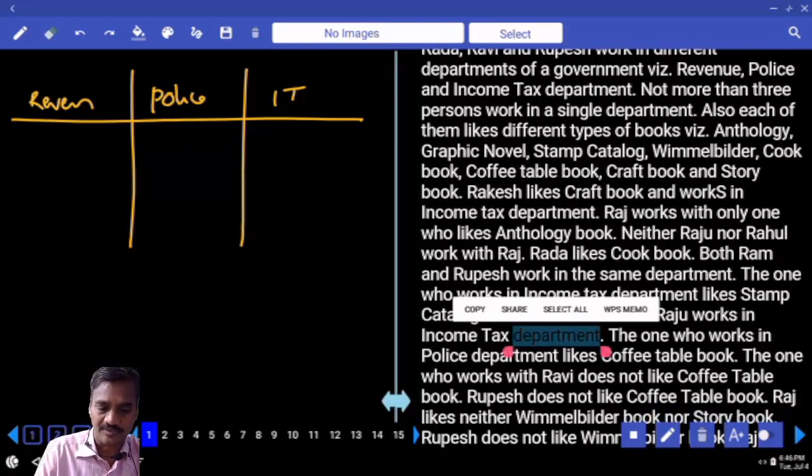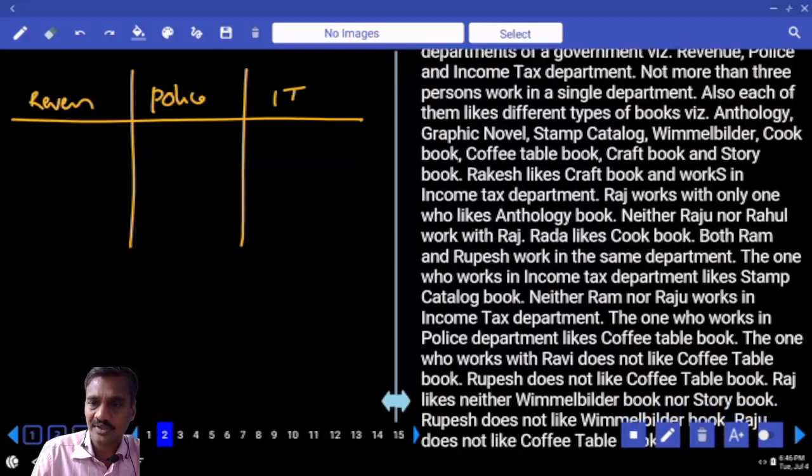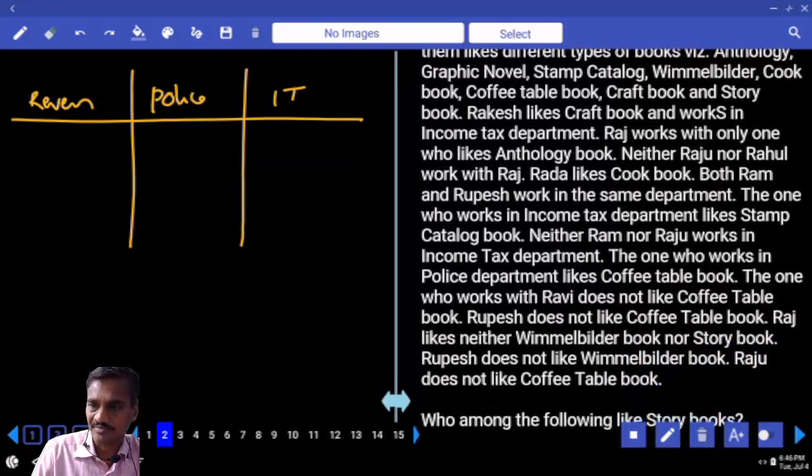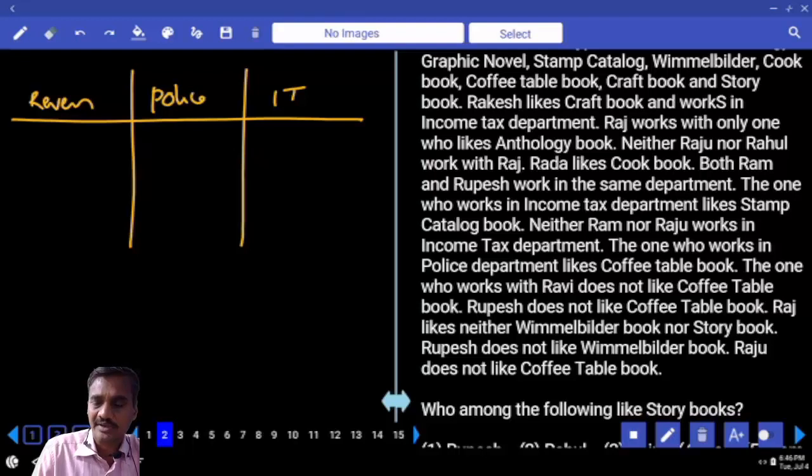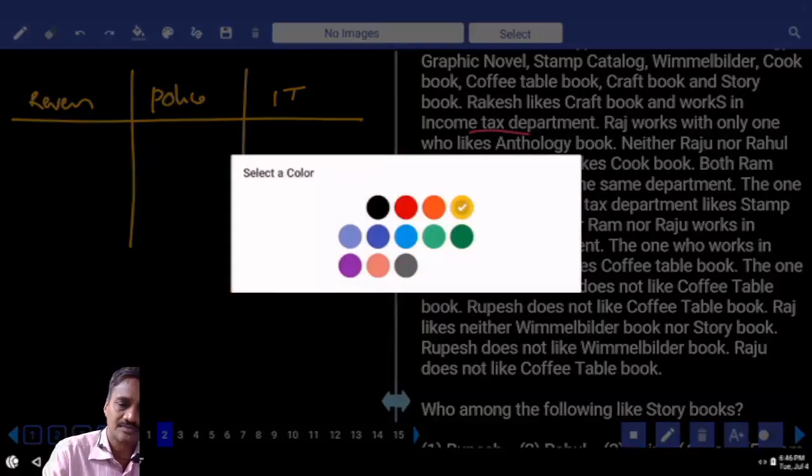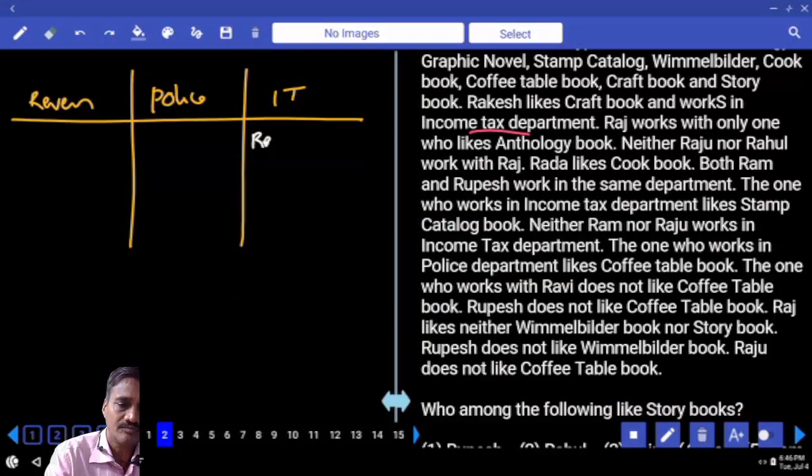And each one of them likes different types of books, and 8 books were given. Rakesh likes Craft's book and works in the income tax department. Now where is this Rakesh? Rakesh works in income tax and this person likes Craft's book.